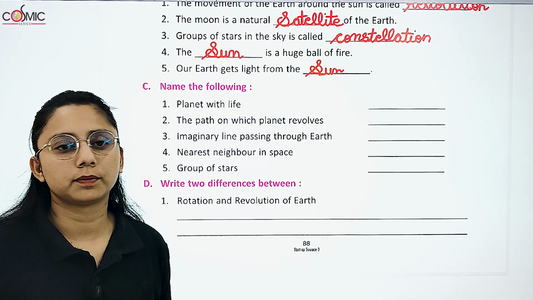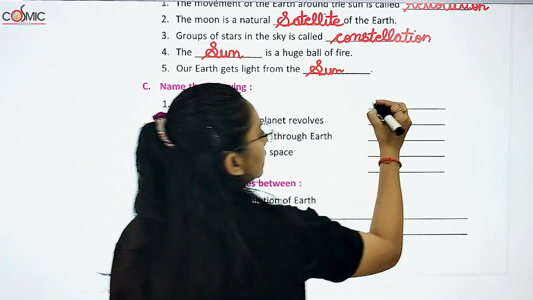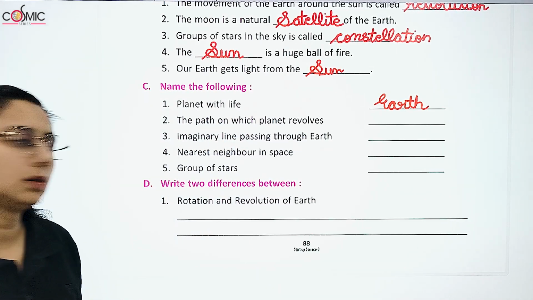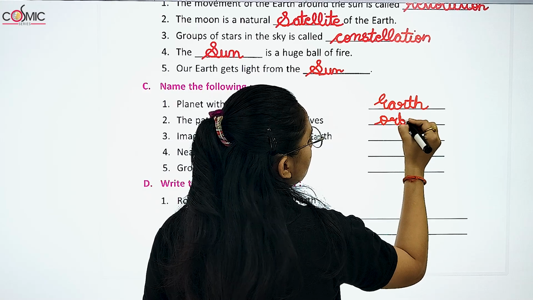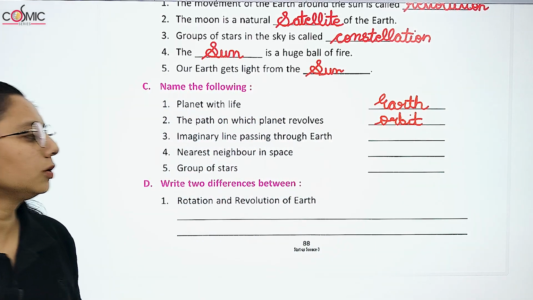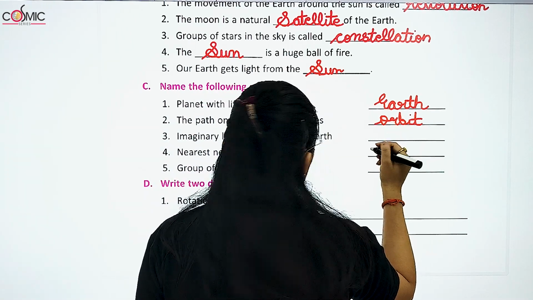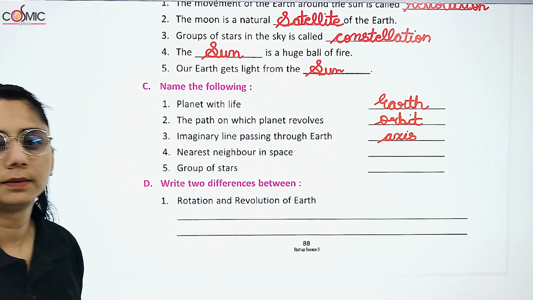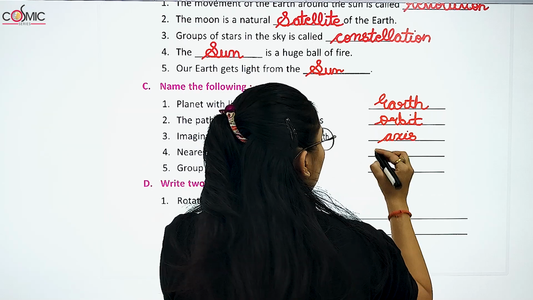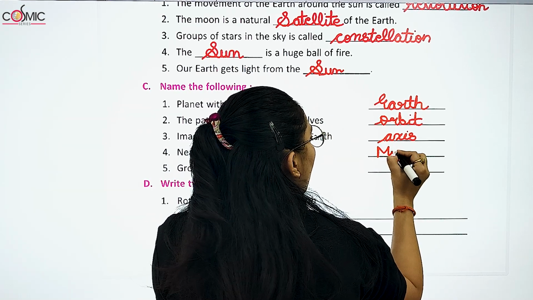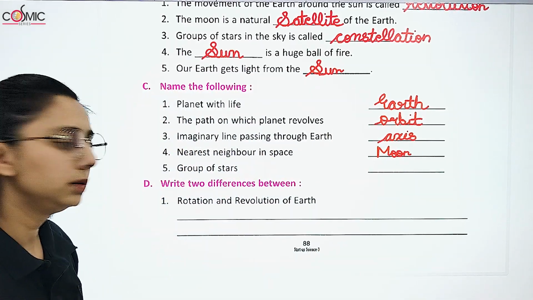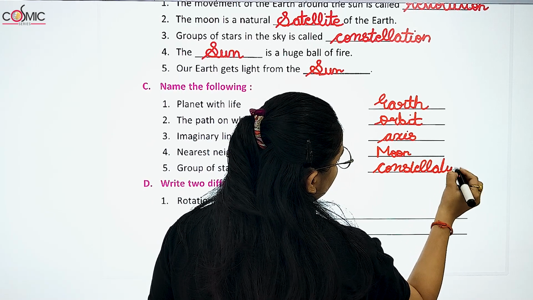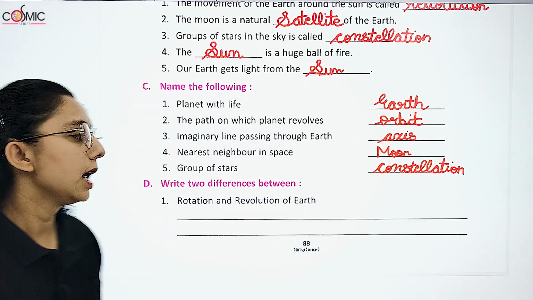Next is name the following. Planet with life, earth. The path on which a planet revolves, what do we call it? Orbit. Imaginary line passing through the earth. Axis. Nearest neighbor in space. Group of stars, constellation. Right?